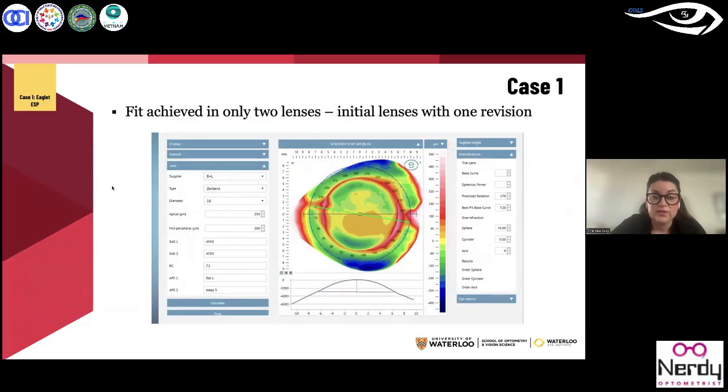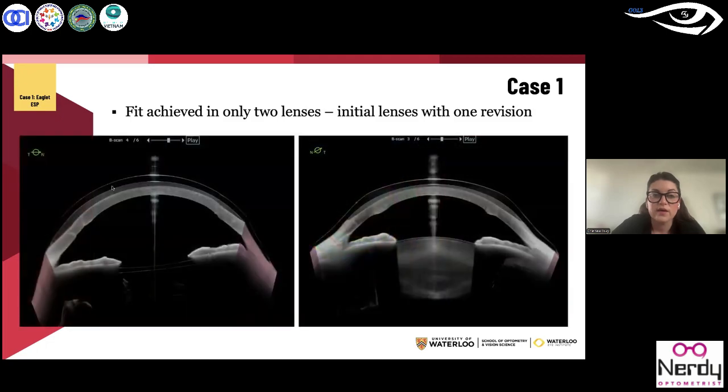We achieved this fit in only 2 lenses, which I don't think would have been possible without some of this scleral profilometry data. We ended up getting very good vision, 20/20 in each eye, fit in only 2 lenses: the initial ones we ordered and 1 revision, and one of the eyes was, I believe, only a power change.